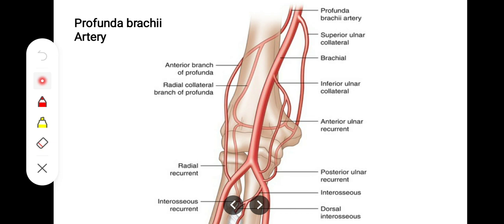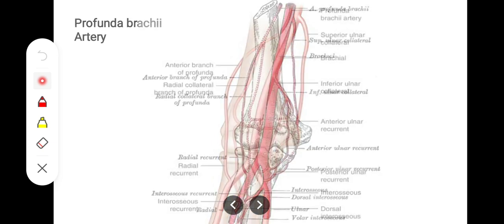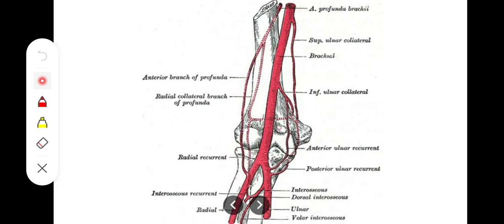So that's all about the branches of the profunda brachii artery: anterior descending or the radial collateral, posterior descending or the middle collateral, ascending branch जो एनास्टोमोस कर रही होती है with the posterior circumflex humeral branch of the axillary artery, and then we have a nutrient artery to the humerus bone. So that's all about the radial nerve and the profunda brachii artery.